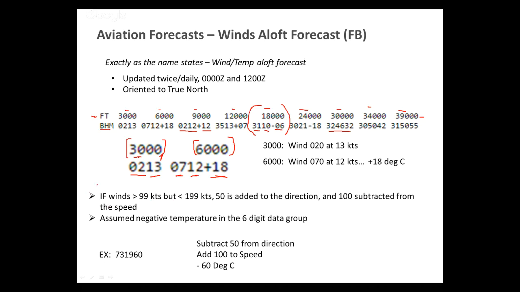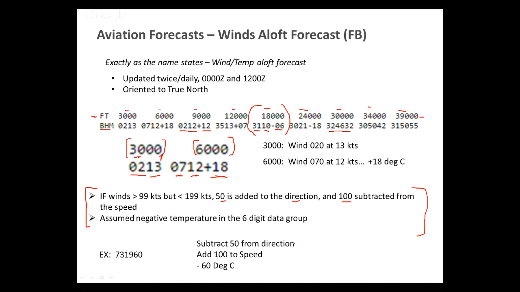So here's the conversion you have to do. I'll say the formatting can't support the actual forecast condition. So if your winds are greater than 99 knots, but less than 200 knots, you have to add 50 to the direction. And you have to subtract 100 from the speed.